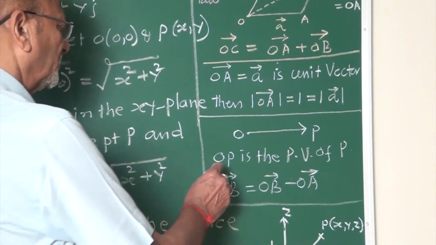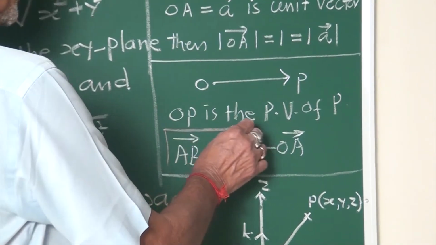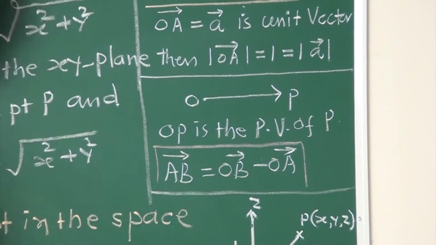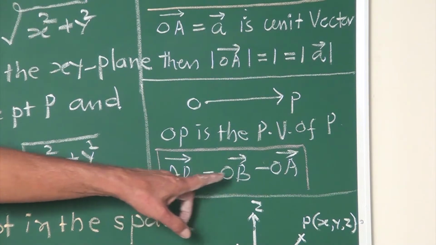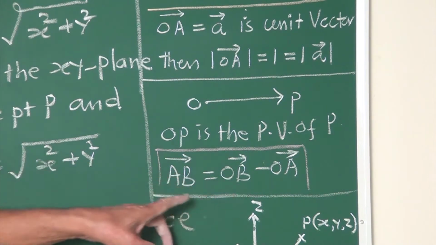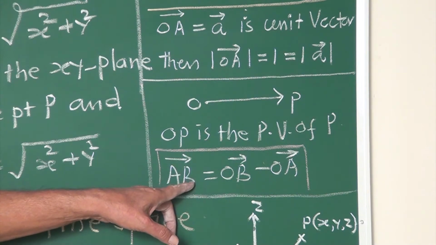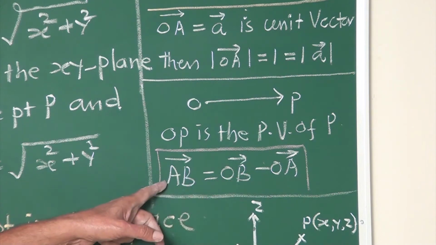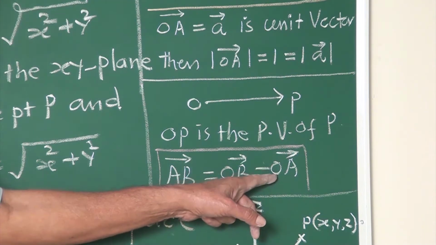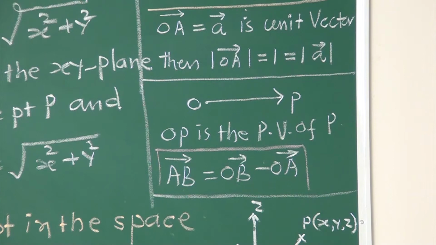Then we have done one result. It is also already done, my friends. What is that result? Any vector AB can be expressed in terms of position vectors. What is any vector AB equal to? Position vector of the second point minus position vector of the first point, where O is the origin of reference.